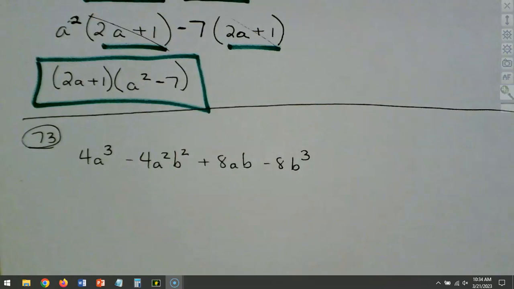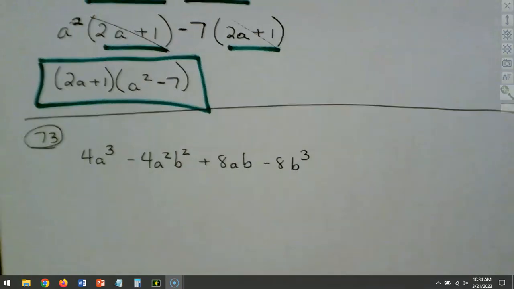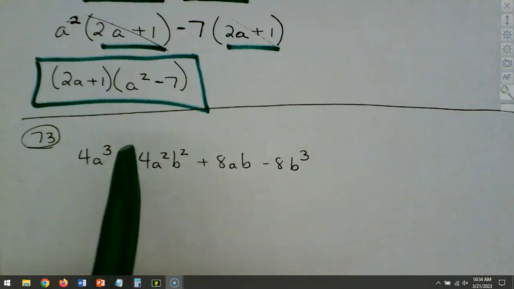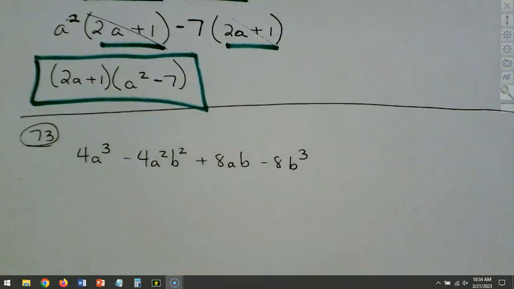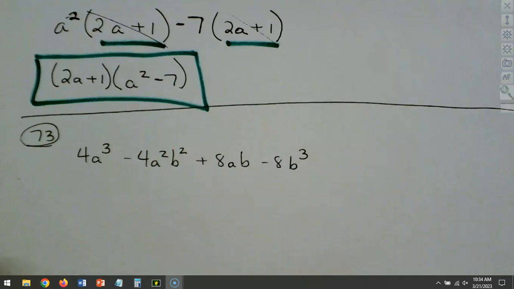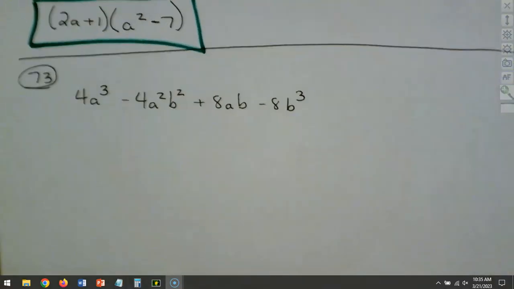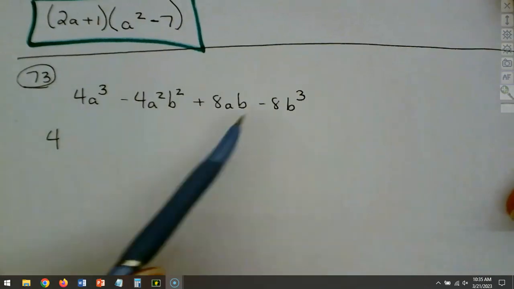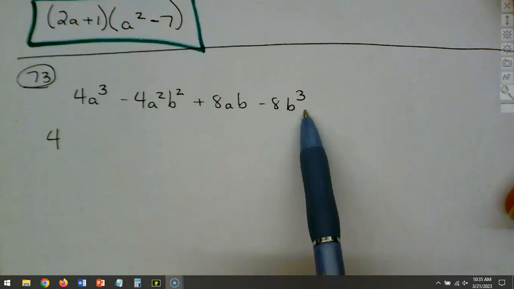I picked this one because before we do anything else, we need to see if they have something in common. Now, that could be a number, that could be a variable in common, or both. So let's look and see what we've got here. We have a 4, an 8, and an 8. Well, what do 4 and 8 have in common? They have a 4 in common, right? So you always want to take out that greatest common factor. So 4 is in common with all of it. So I'm going to take a 4 out. Can I take any variables out? No, because that one doesn't have an a. So the only thing that can come out is a 4.